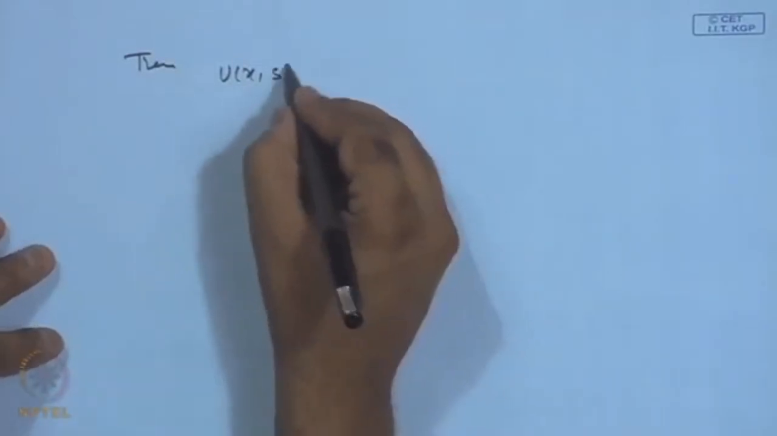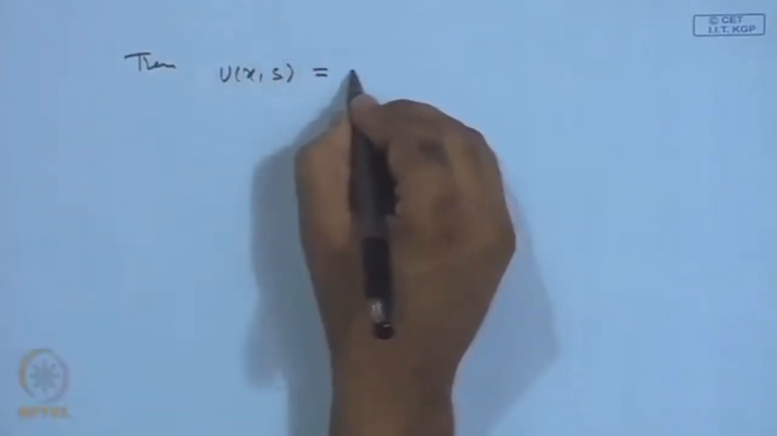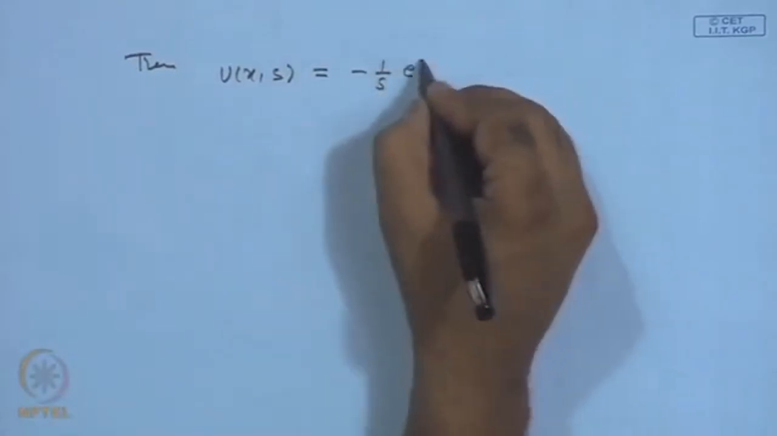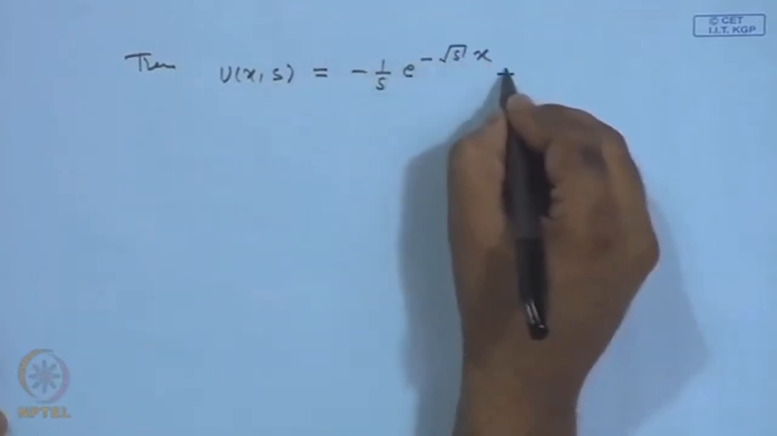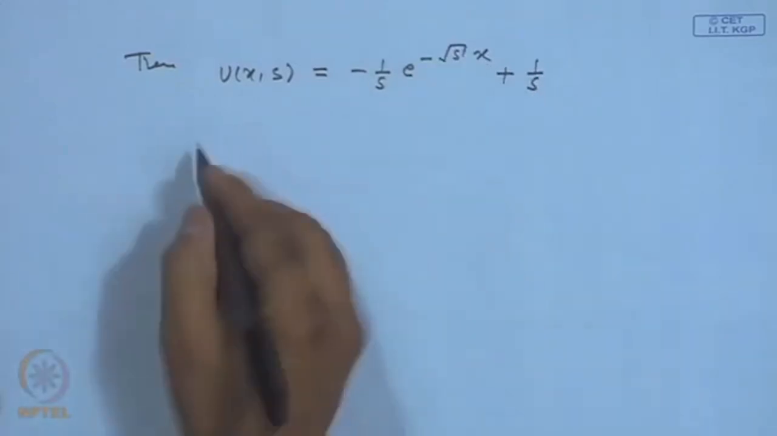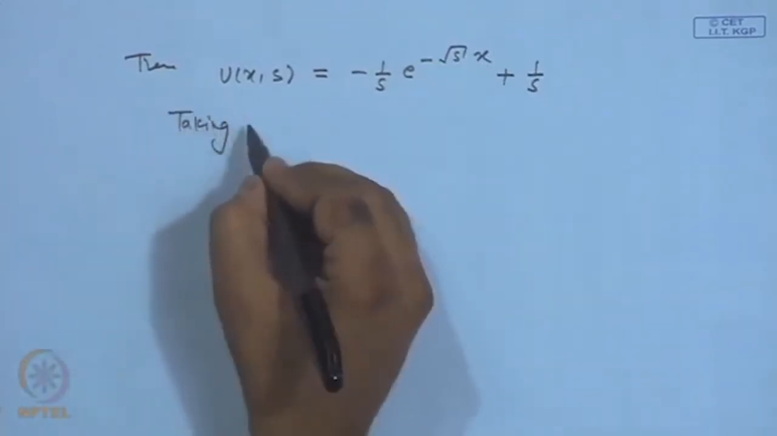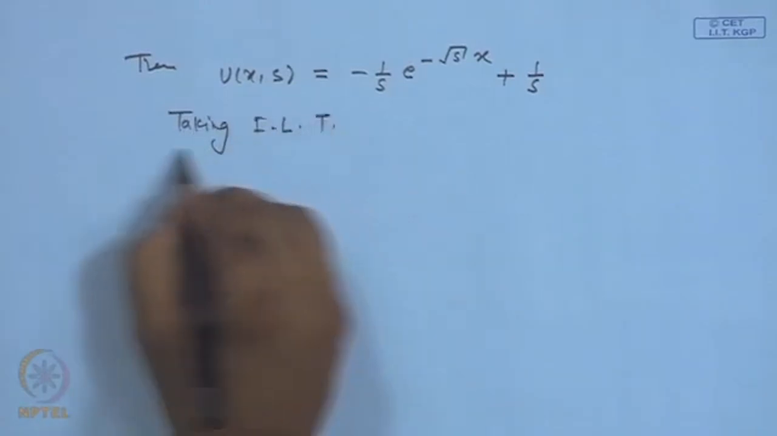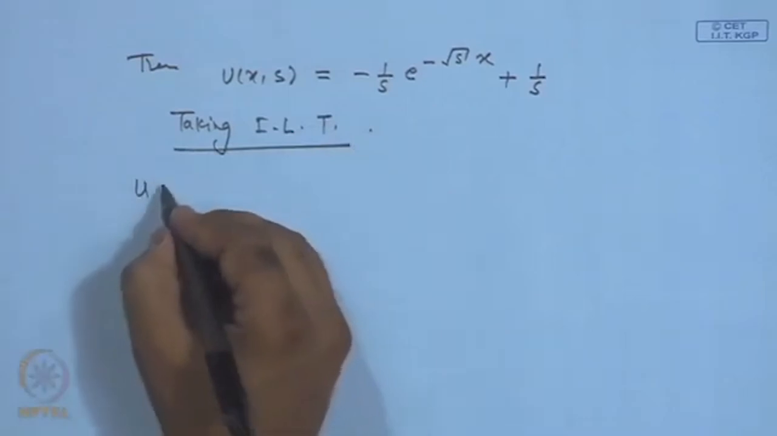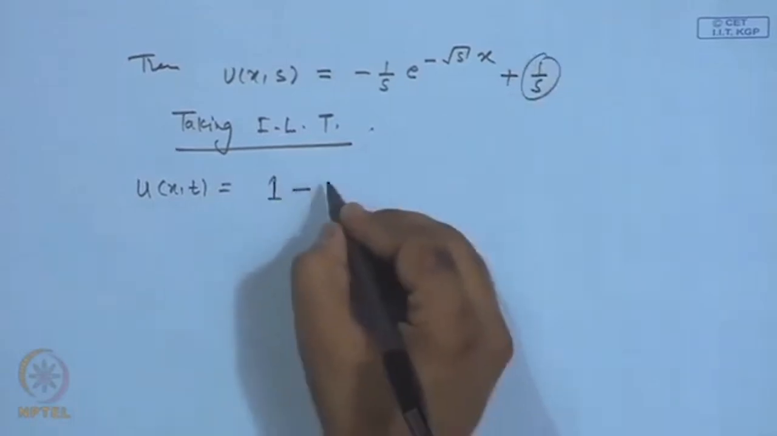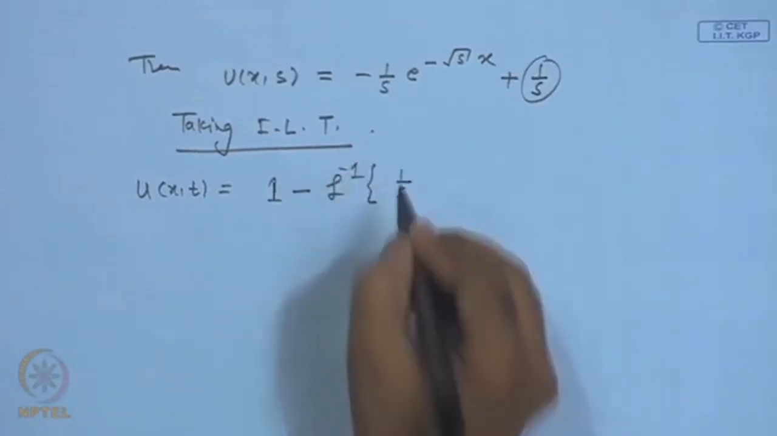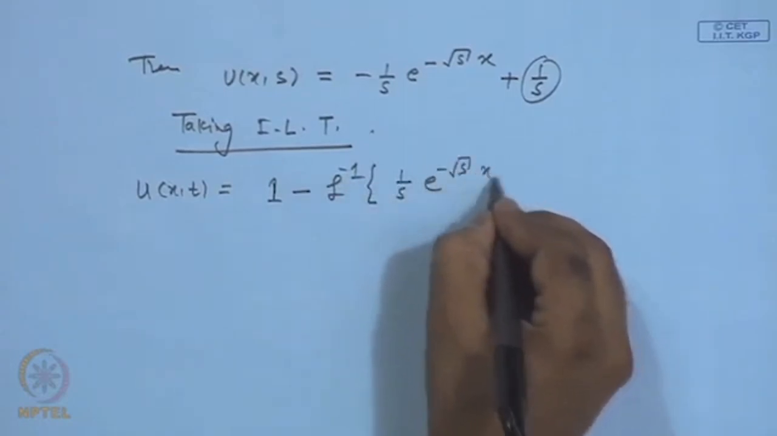So, our solution is u(x, s) = −(1/s) e^(−√s x) + 1/s. This is the solution. Now, we take the inverse Laplace transform, and this will be u(x, t) = 1, because 1 over s inverts to 1, minus the Laplace inverse of (1/s) e^(−√s x).